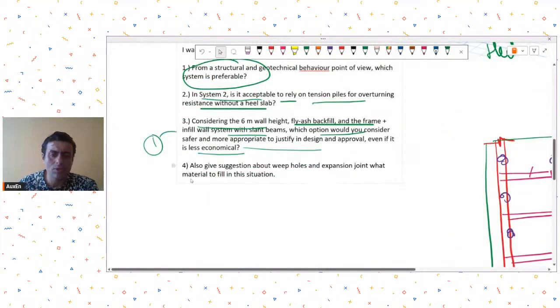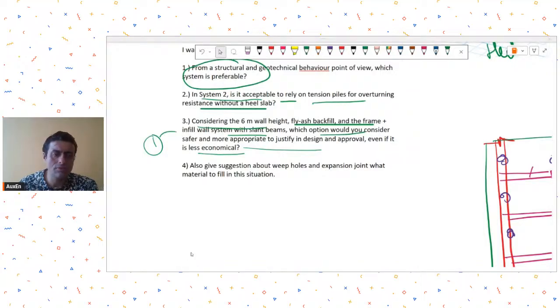And at expansion joint, what material to fill in this situation? If you're providing an expansion joint, and if it is a case of high water table, I will not recommend you to provide expansion joints, because that may lead to seepages and that may lead to other issues.